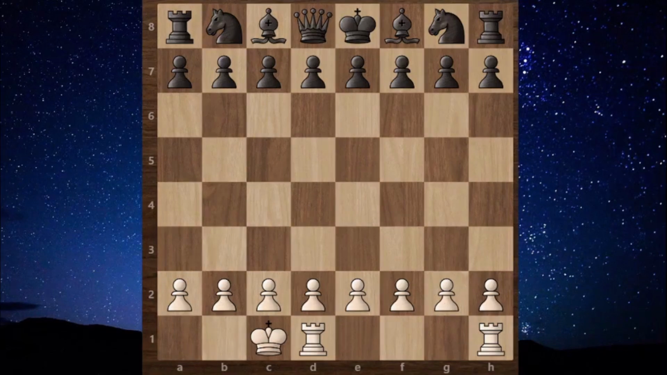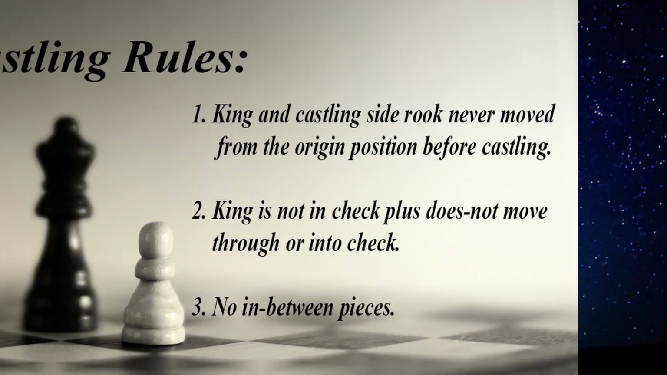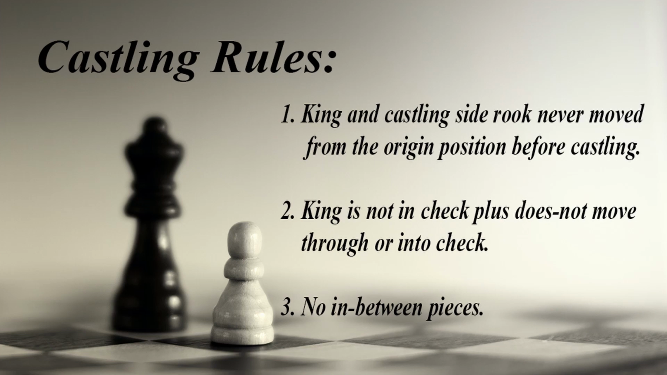There are certain rules to be followed for castle, which are: king and castling side rook never moved from the origin position before castling. King is not in check, plus does not move through check or into check. And there are no in-between pieces.